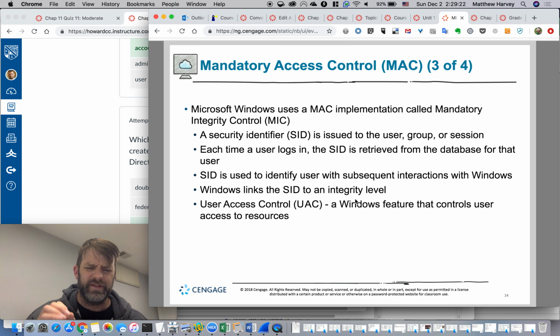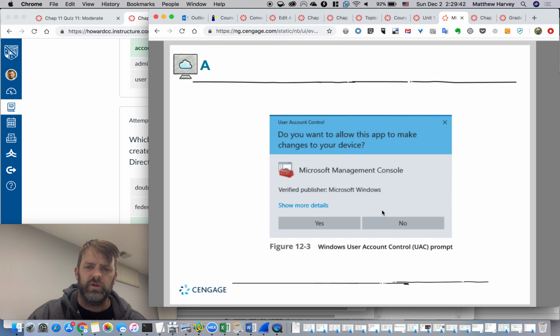The integrity level just protects the operating system. Most users don't have access to the core files in the operating system. So if a regular user tries to edit a file that's part of the operating system, Windows won't allow it. User Account Control is this additional feature.